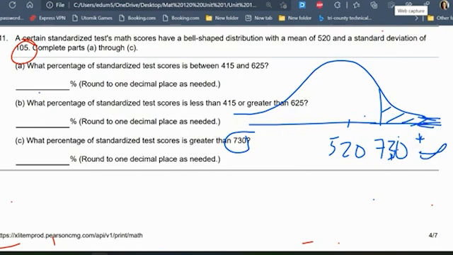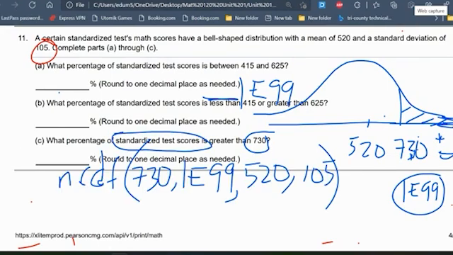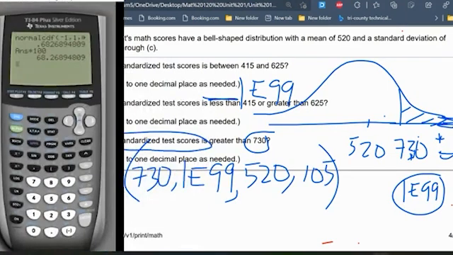My calculator does not understand infinity. So the way you write it is 1 e to the power 99. If you're finding area to the left, you must put in negative 1 e to the power 99 because your calculator does not understand infinity. So what I'm going to do now is clear my calculator and put the data in: second distribution, normal CDF.